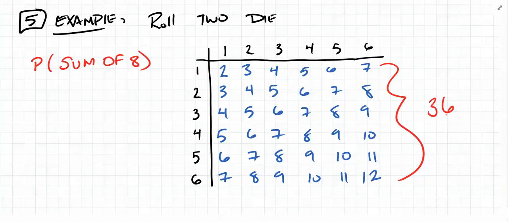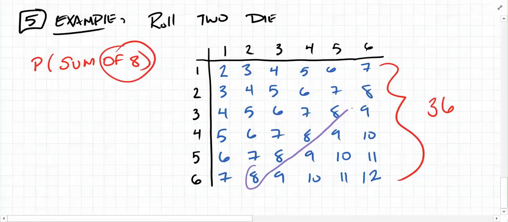How many ways can we get a sum of 8? There are a collection of 5 different ways to do it. So the right answer is 5 out of 36. The 2 of you are very correct. So what did you guys come up with? 0.14.